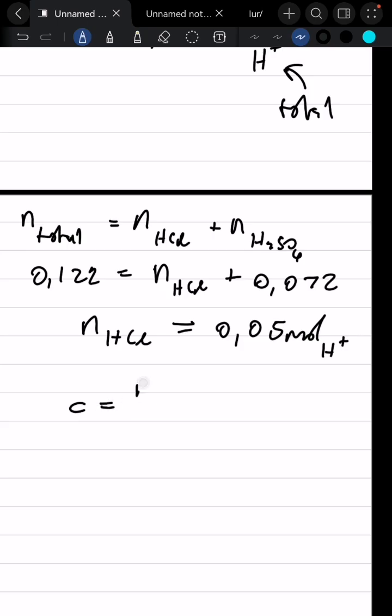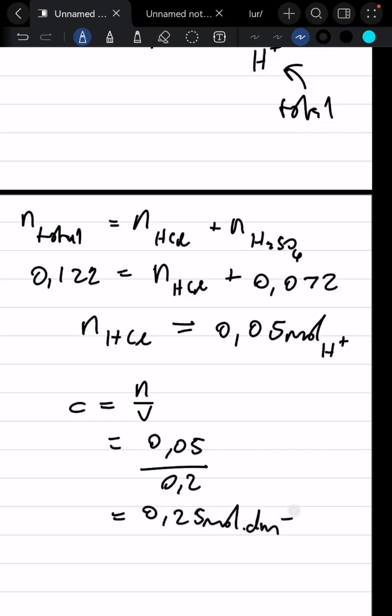Concentration is going to be number of moles all over volume. Your number of moles is 0.05. Your volume was 200 milliliters. 200 divided by 1000 is 0.2. Giving us the concentration, the number divided by 0.2, of 0.25 mole per dm cubed. And that is your final answer. I hope it makes sense.